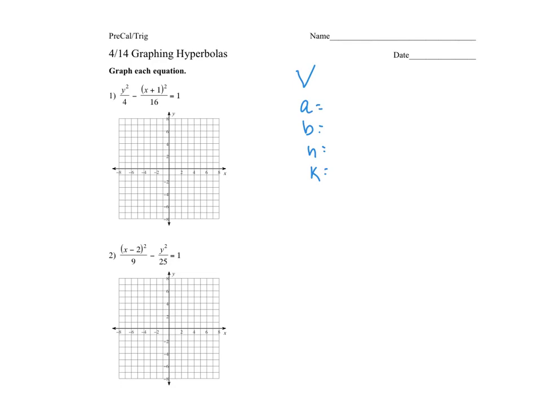So the A is the first guy you see. So if 4 is A squared, A is 2. And if 16 is B squared, B is 4. And H is the guy next to the X with the opposite sign. And K is the guy next to the Y with the opposite sign, but there's a 0 next to the Y. So the first thing you're going to do is plot the center. So -1, 0 is right here.